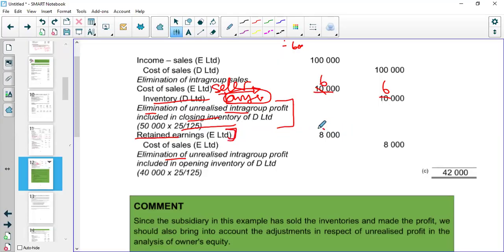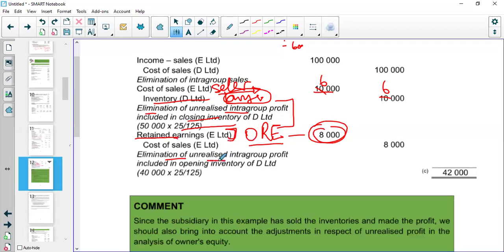So you have to deny them their retained earnings. Which means the opening retained earnings of the seller has to be adjusted. Because in the retained earnings of the seller, they already recorded the profit. So it's sitting there. So we go to their retained earnings to say, opening retained earnings minus 8,000.